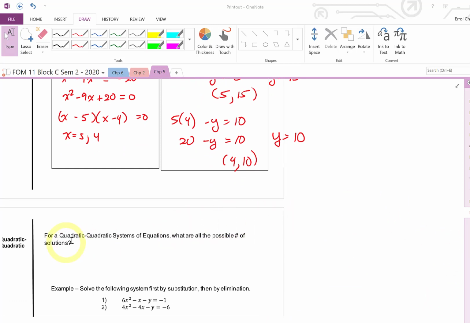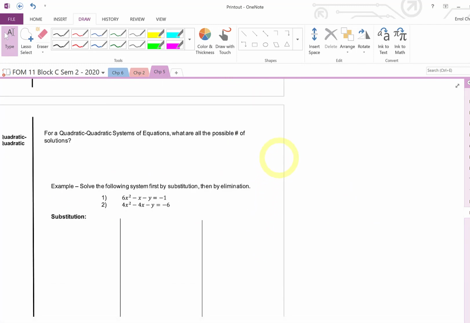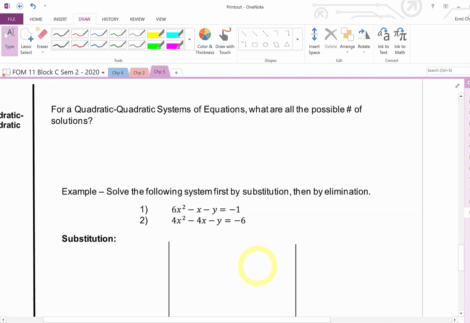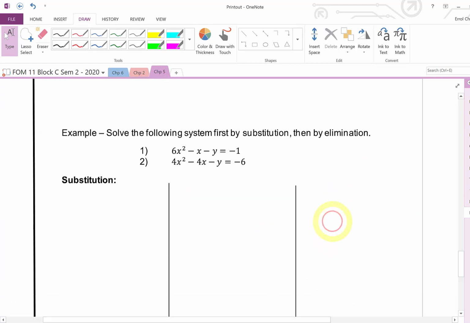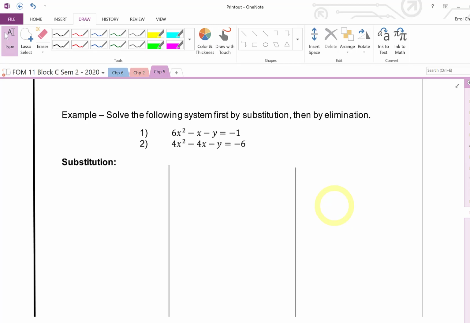So now, for quadratic systems of equations, what are the possible numbers of solutions? Well, in a previous lesson, we talked about how there's either 2 solutions, 1 solution, or no solutions. So it says you solve the system first by substitution and then by elimination. So we're going to do this process twice.